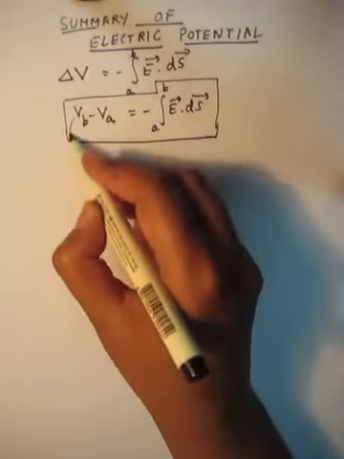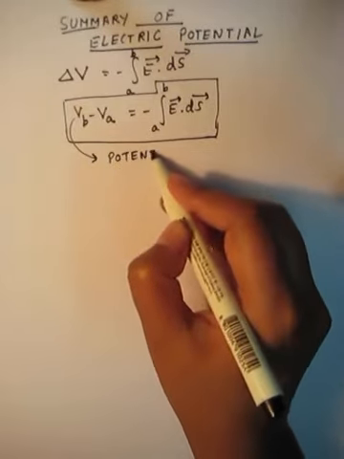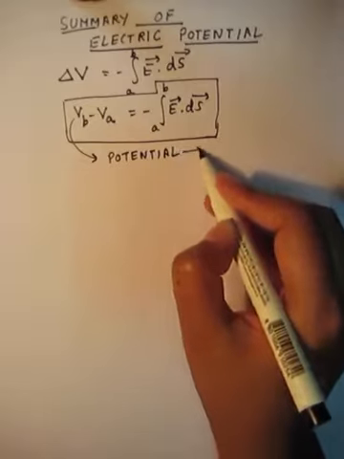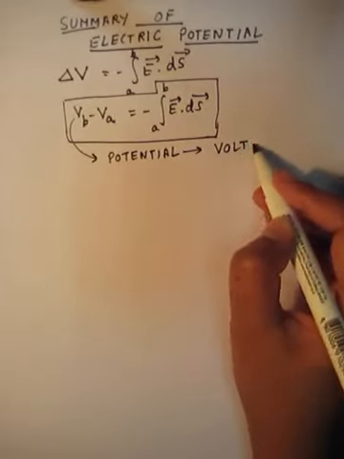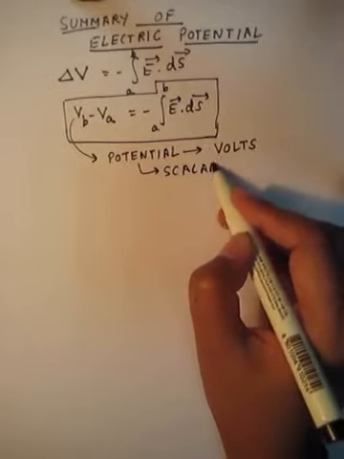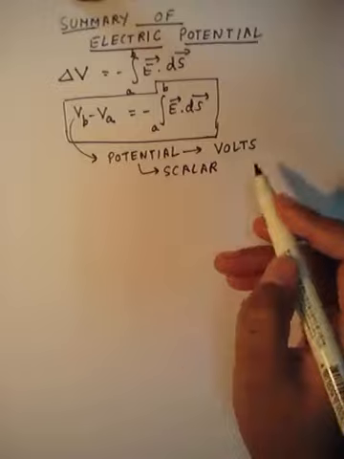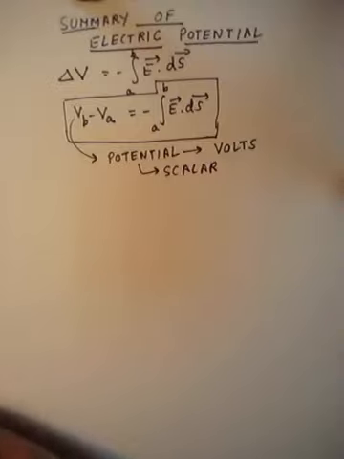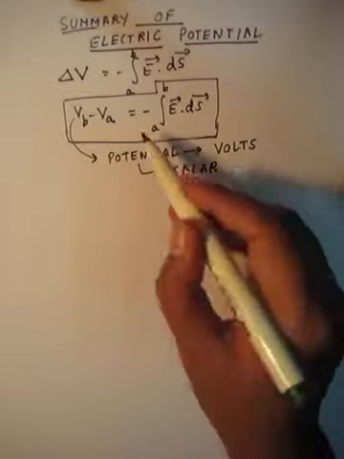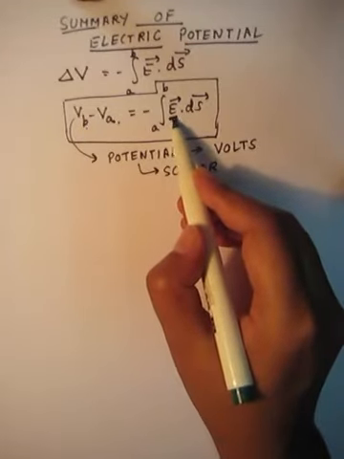And the unit of potential is the volt, and it is a scalar quantity. So whenever we are solving any problem, we don't take care of direction, we just find out the magnitude and that's all. Now, in order to find the potential between 2 points, you need the value of the electric field.